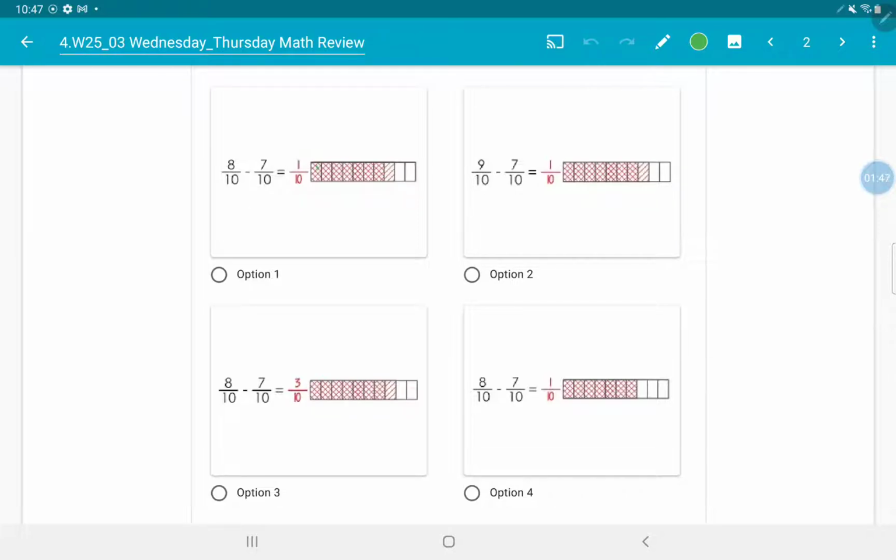If we look at the model, we can see that they started by shading in 8 pieces, and they crossed 7 of those out, which left you with only 1 piece. So option 1 is your correct answer. Is this kind of what we've been doing on Zern? Yes, it is.